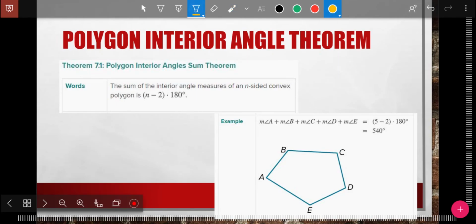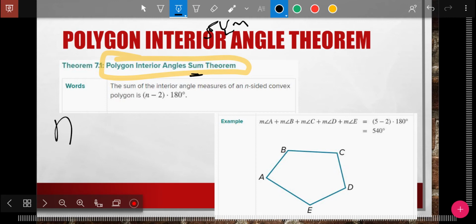Now, it's best when you're writing your notes to name it like this, because in the top in the red there, I forgot the word sum. I apologize. The word sum should be here. All right. And the formula is this one right here, n minus 2 times 180. That is the sum. Sum is the total using addition.